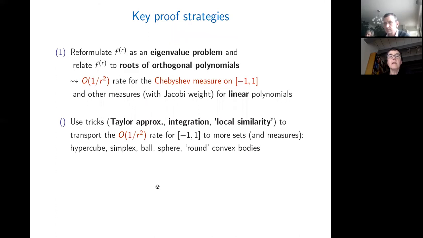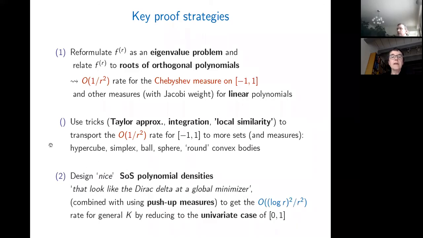Building on that and using additional small tricks, we are going to be able to transport the result, meaning the convergence rate in 1/r², which we could show for the univariate case. We can transport it to more sets and more measures. So that's the first key technique: reformulate as an eigenvalue problem and relate to roots of orthogonal polynomials.